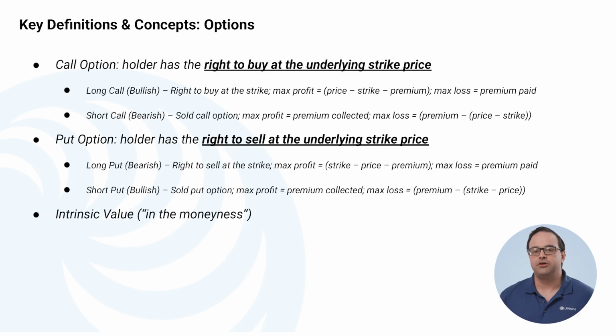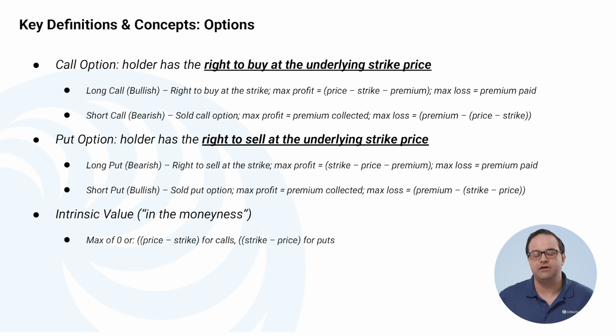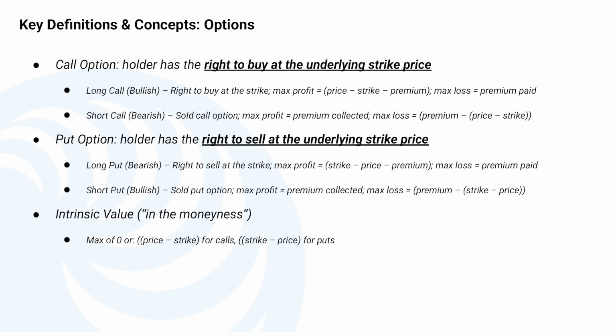The intrinsic value is the in-the-moneyness of an option. It is the difference between the price of the security and the strike price. For a call option, it is the price of the security less the strike price. For a put option, it is the strike less the price of the security. Key things to remember in terms of bullishness or bearishness as well.